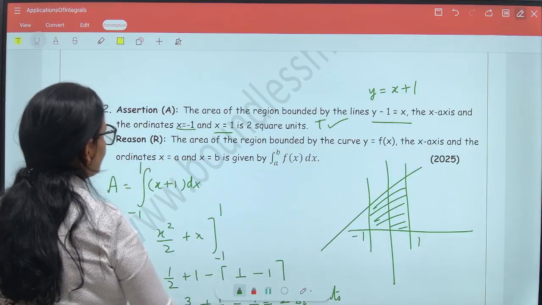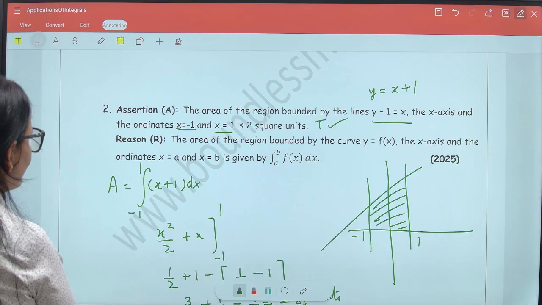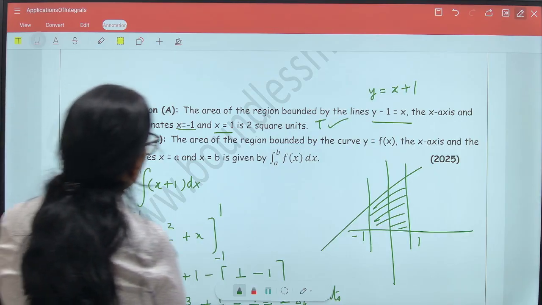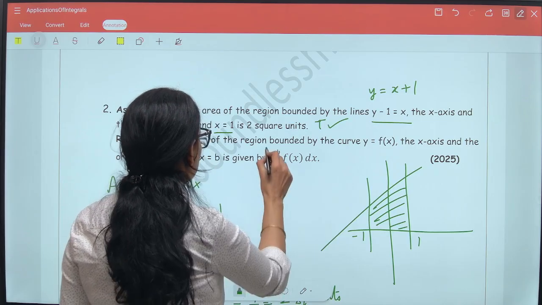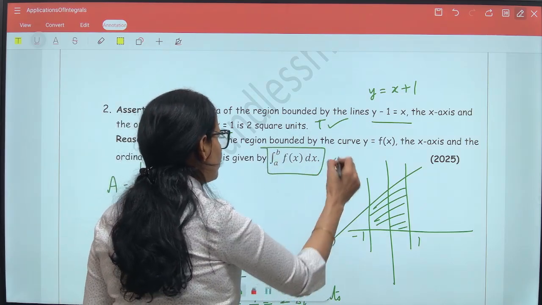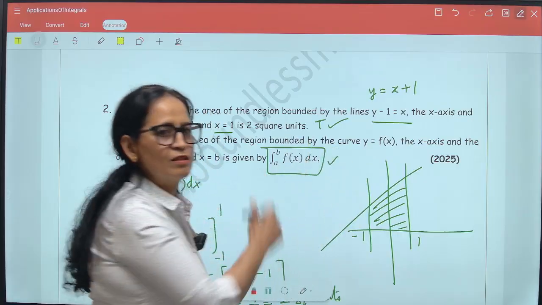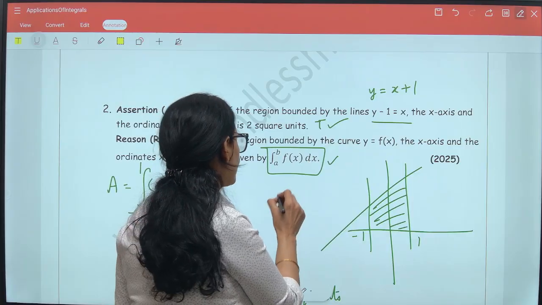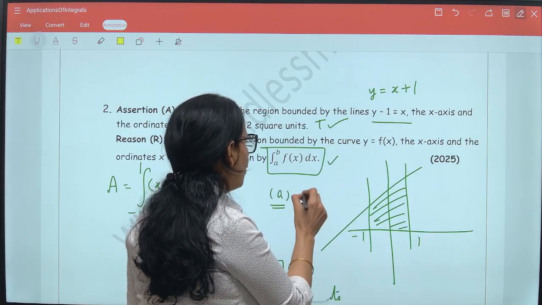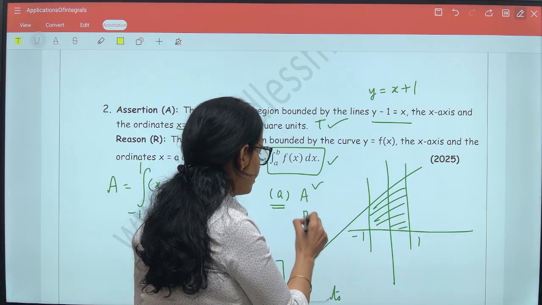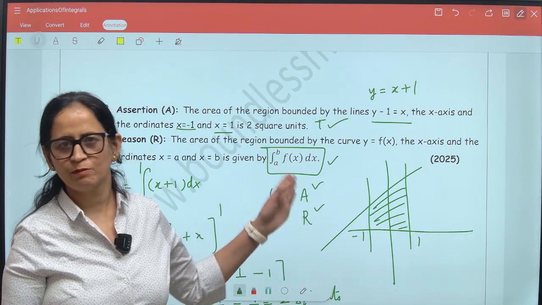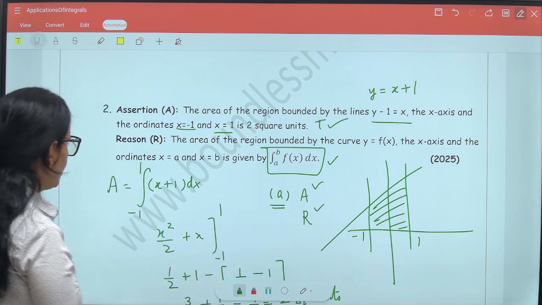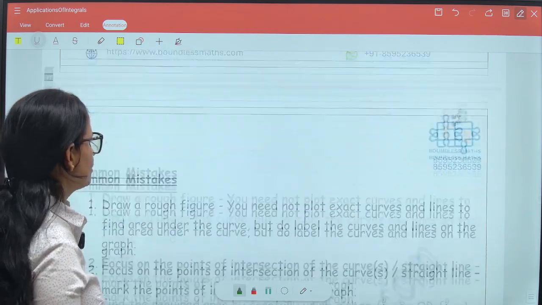Now what is the reason? The area of the region bounded by the curve, the x-axis and the ordinates x is equal to a and b is given by this expression. So this expression is absolutely true and it is the reason for the first statement. So that means option A will be the correct answer, where assertion is true, reason is true and reason is the correct explanation of the assertion. Understood? So that's it what we have for questions in this video.